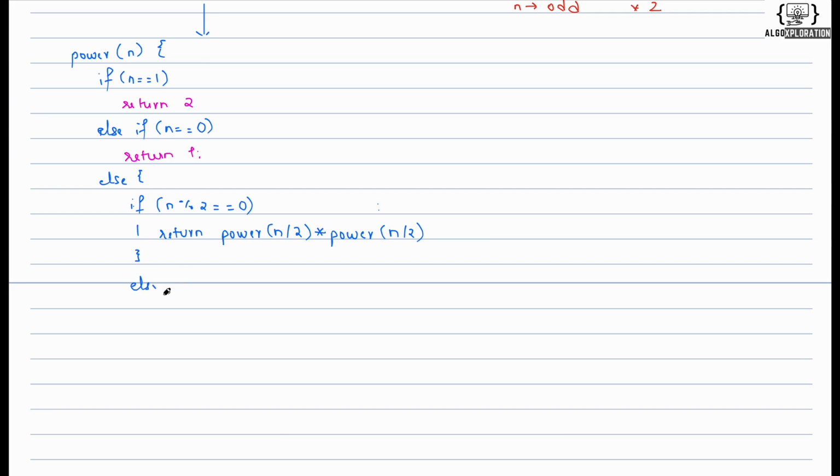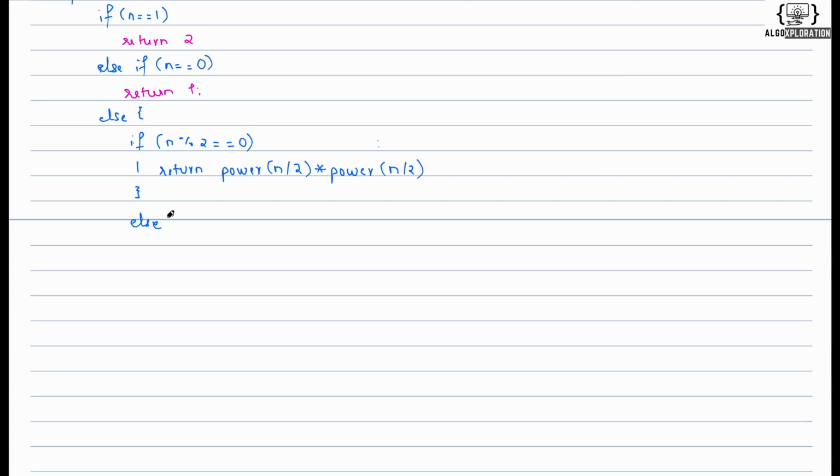Else, that means if the value of n is odd, here also we have to return power n by 2 multiplied with power n by 2. Now here we also need to multiply it with 2 again, then only we will get the answer if the value of n is odd. I hope you got this, and that's it. This will be the code for finding the power of 2 using recursion.